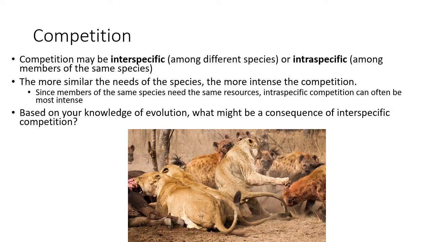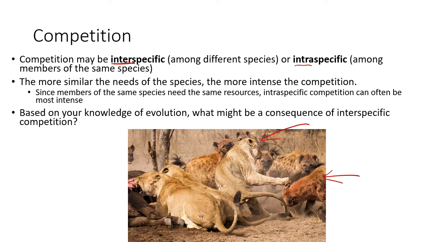Okay, so when we're talking about competition, competition can be either interspecific, in which case it means among different species. So inter meaning among different, and then intraspecific, which is among the same species, among members of the same species. So intra is basically within. One of the interesting things about this is that the more similar the needs of a species, the more intense the competition. So in this picture, both hyenas and lions are carnivores on the African savanna, and they both rely on meat. So their competition is going to be pretty high. They have similar body size, they both hunt in packs, so they're going to compete a lot.